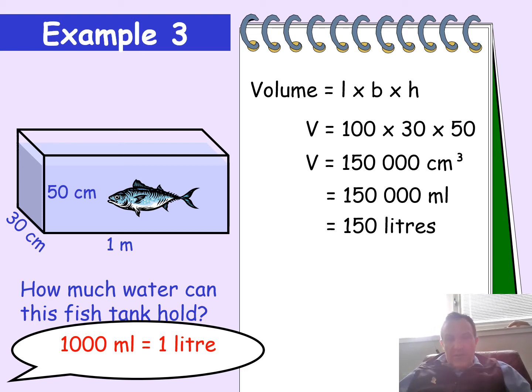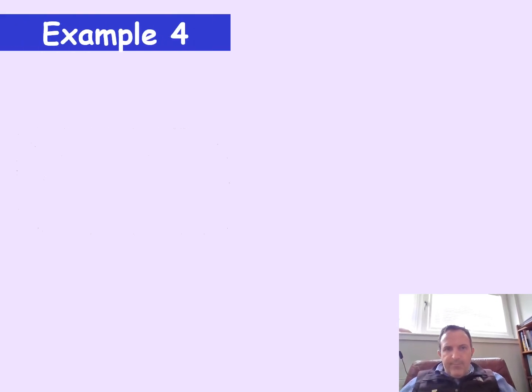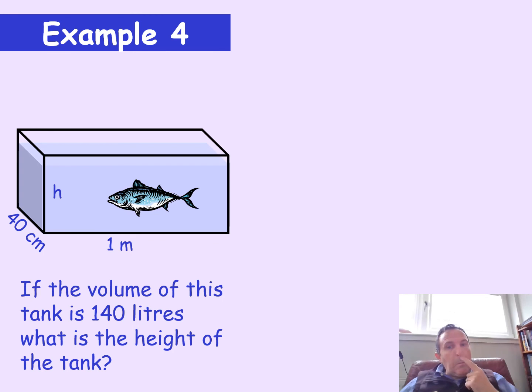And that's a common thing to happen at National 5. They'll want the volume in litres. Another thing they'll ask you to do quite a lot is backwards volumes. So for example, in this one, our example 4, we've still got a fish tank. We don't know all the dimensions. We don't know the height, but we do know the volume.